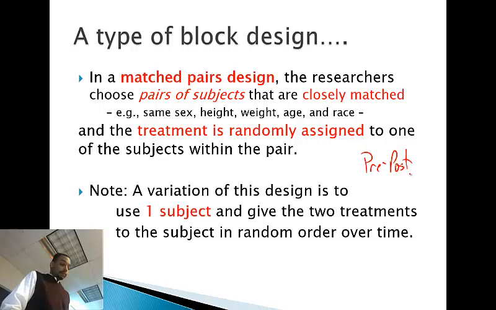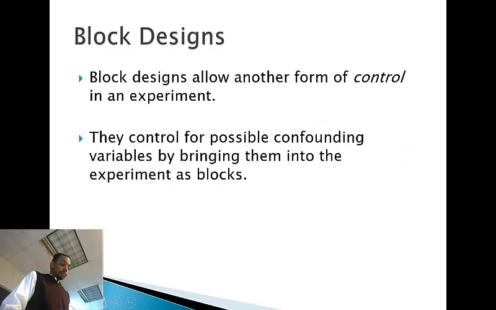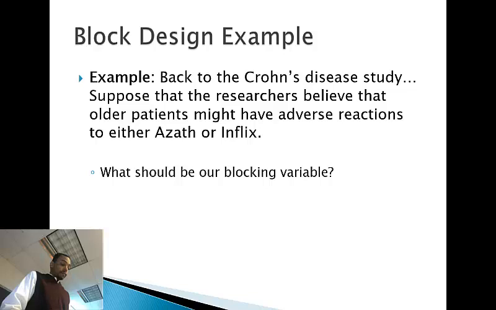Okay, so here with the Crohn's example, suppose that researchers believe that older patients might have adverse reactions to either AZAP or Inflix. Well, age should be your blocking variable. Anybody under 40, put them in one group. Those 40 and over, put them in another group. Okay? So if you have a hunch that there's some demographic that might influence your results, then kind of partition your subjects by that demographic variable.